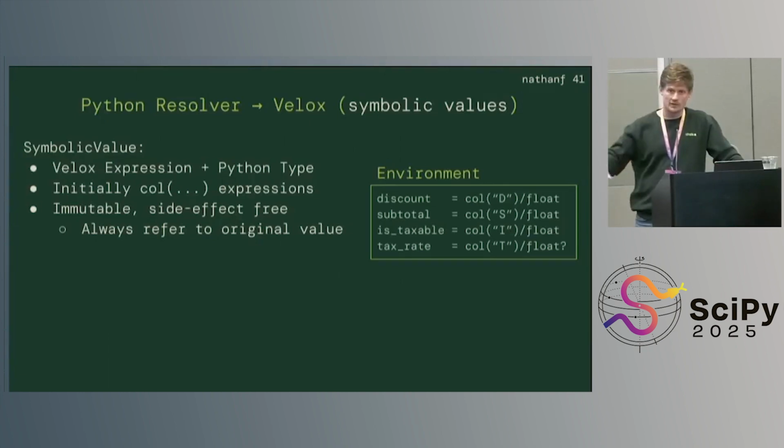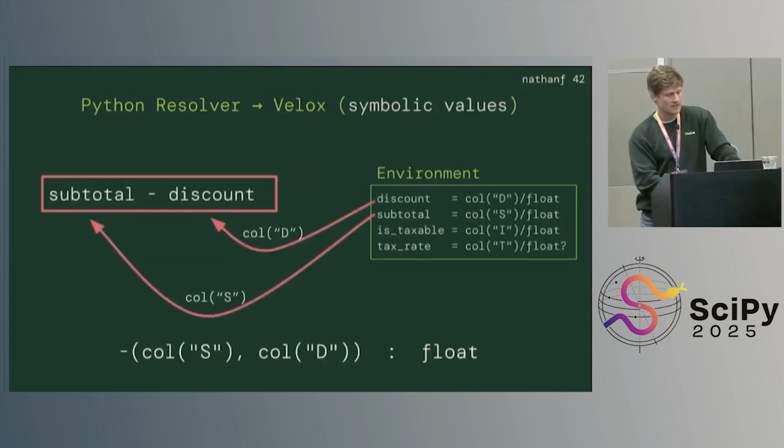And we have those as Velox columns here called D, S, I, and T. And we know they're Python types, like most of them are floats and one of them is a nullable float. What we'll do is keep updating that environment every time a new function runs. So for example, one of the first operations inside that Python function is we take the subtotal and subtract from it the discount. Well, the subtotal is known in this Python environment as a column in the Velox table with the column name S. And the discount is another column with the column name D.